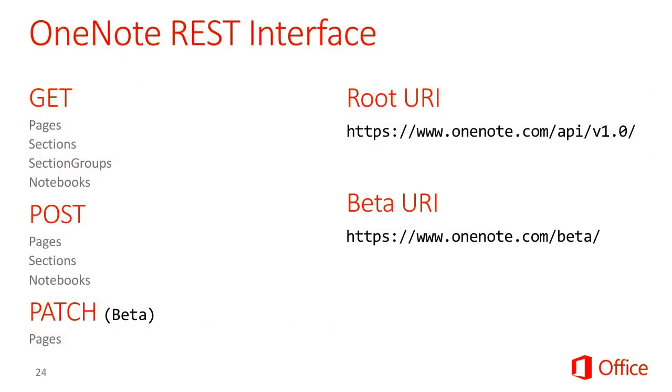Now the OneNote REST interface supports a couple different things. The root API for the production one will be at onenote.com/API/v1.0. You see there's also a beta one. Now we have get and post operations that are supported. We can get pages, sections, section groups, and notebooks. For posting, we can post notebooks, sections, and pages, and that's going to be for creating and updating items.